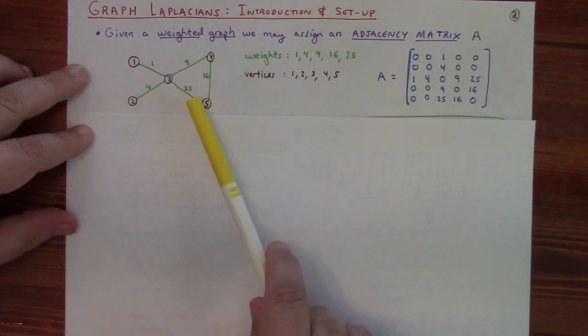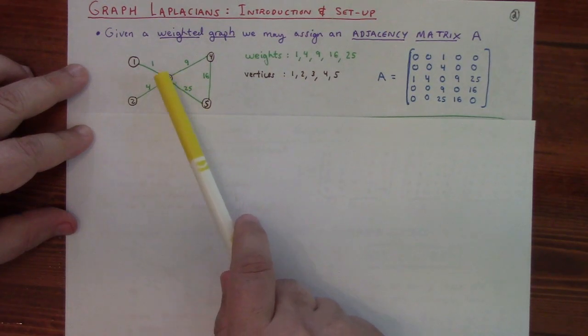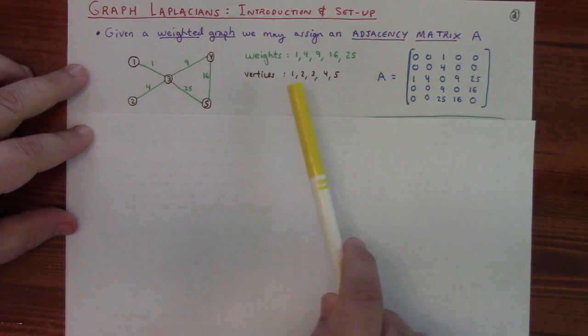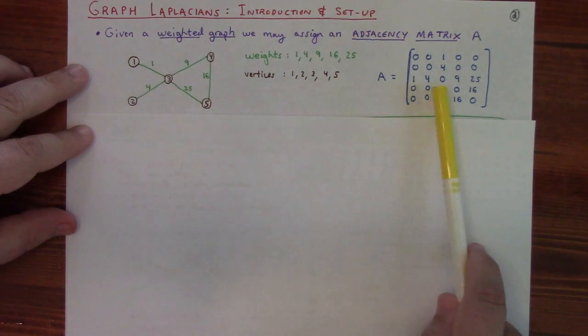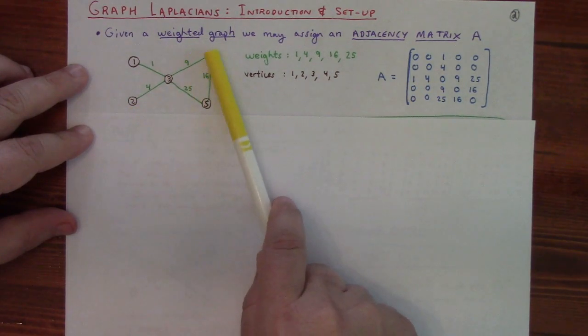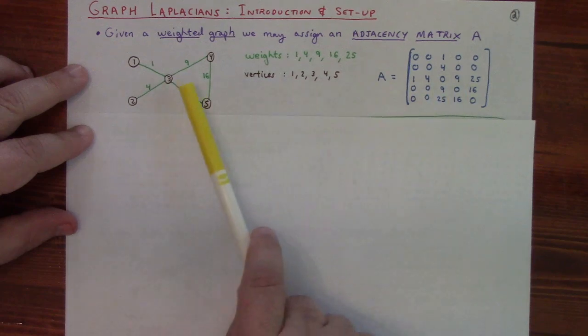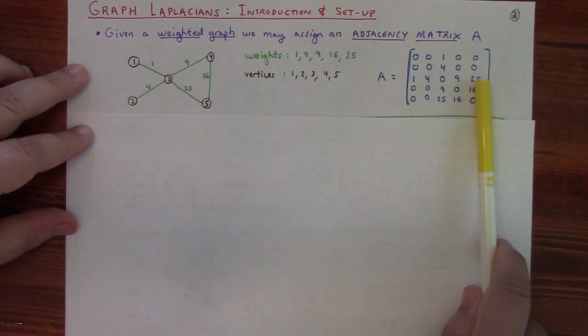Now, on the other hand, let's look at 3. 3 is connected to 1 with weight 1. 3 is connected to 2 with weight 4. 3 is connected to 4 with weight 9. 3 is connected to 5 with weight 25.